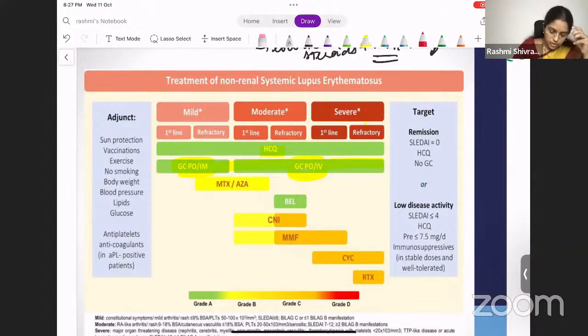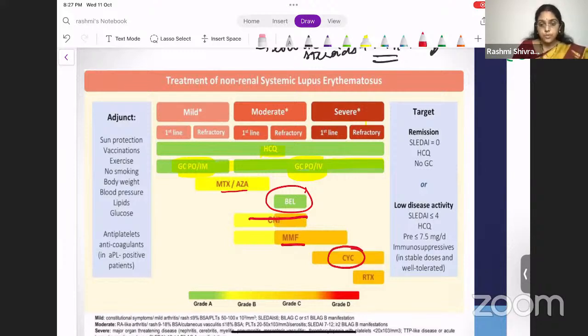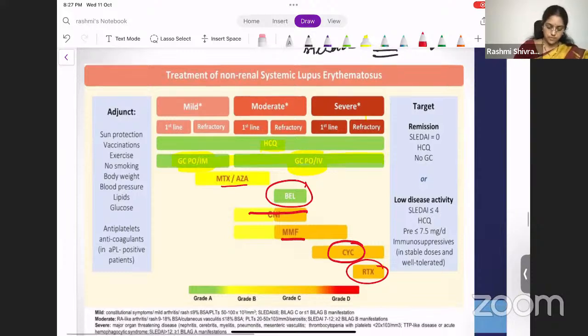Then we have methotrexate. For mild to moderate, you have methotrexate or azathioprine. Mainly for moderate, you give methotrexate or azathioprine. As a second line drug in moderate, you can use belimumab. In severe patients, you can give calcineurin inhibitors or mycophenolate mofetil. In very severe cases, you can give cyclophosphamide. If none of these work, then you should give rituximab for these patients. Right?